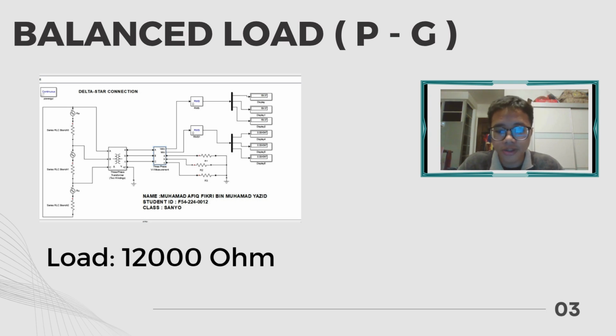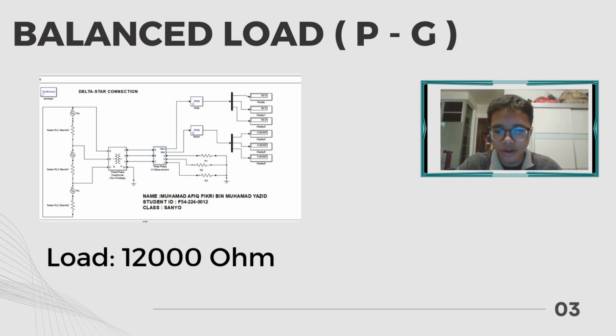This result follows the standard formula for a delta load, which is V phase equals V line over square root 3. So 178.1 volts over square root 3 equals 102.86 volts, which validates our simulation accuracy.